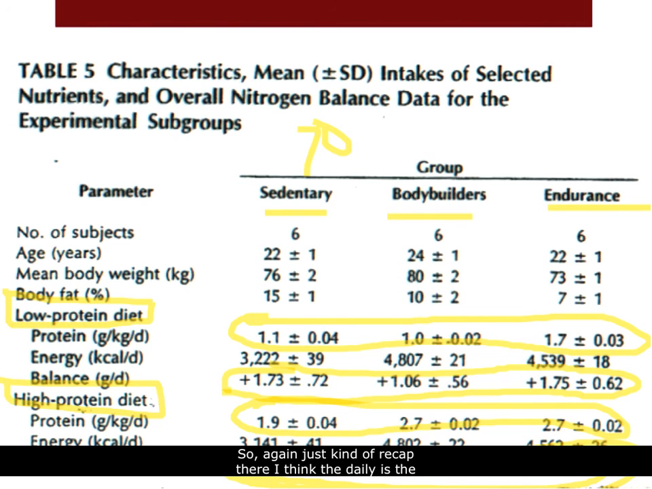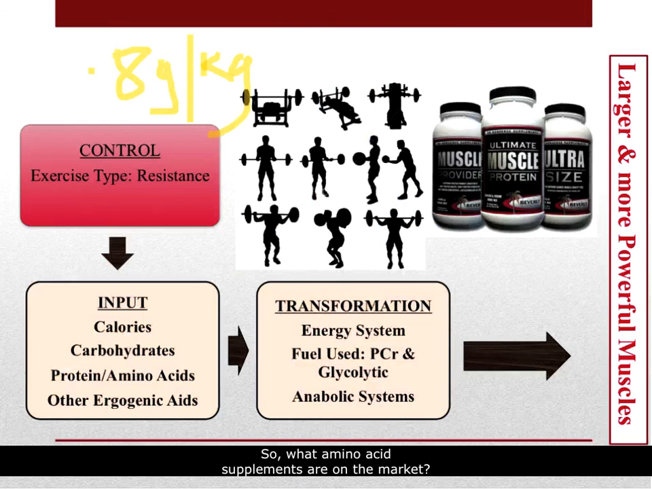So again, to recap, I think the daily amount is the most important part. 1.2 to 1.8, average is 1.4. That's not a whole lot. Before weight training, anywhere from 1 to 3 hours before. Some people do say about 1 hour before. That way those proteins are available in the body, in the blood and cells, by the time you're doing your workout. So what amino acid supplements are on the market?